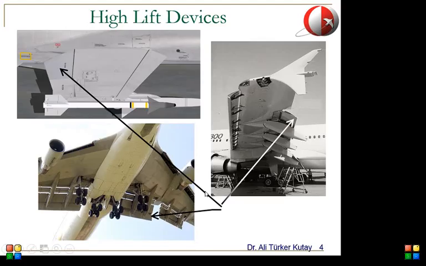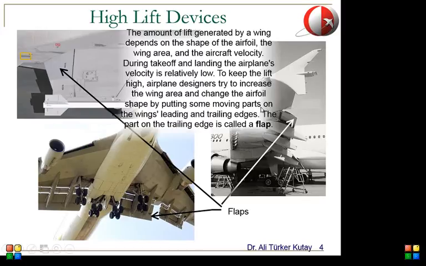So what people did to overcome that problem is they made these so-called high-lift devices. These devices are used to increase the lift force while flying at lower speeds. You see some examples here. These parts located at the trailing edge are called flaps. So this is the trailing edge of the wing, the trailing edge of the Boeing 747. They are called flaps.